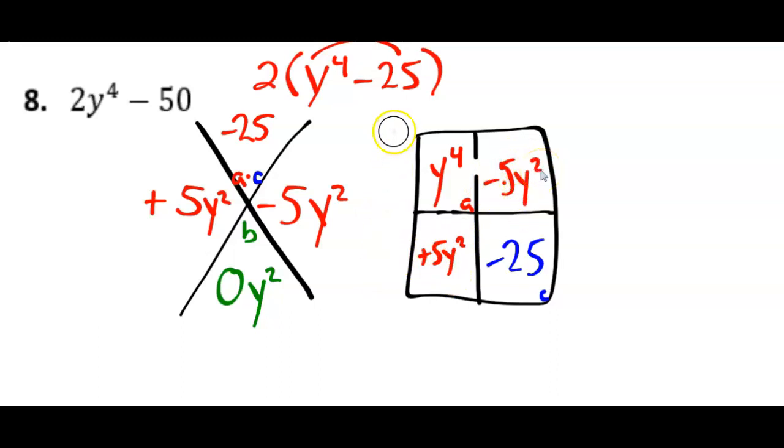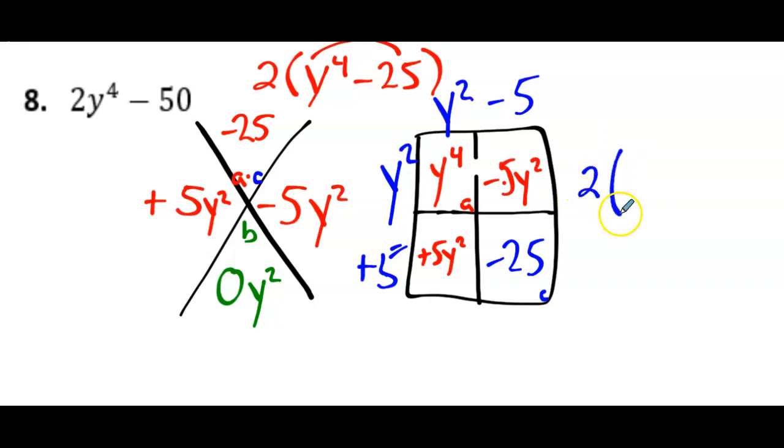Okay, what can I take out going this way? Well, I can take out y squared. And what can I take out going this way? Another y squared. This is positive, so it has to be a plus 5. This is negative, so it has to be a negative 5. Okay, so I get 2 from this 2 here. And then I have y squared plus 5 and y squared minus 5.